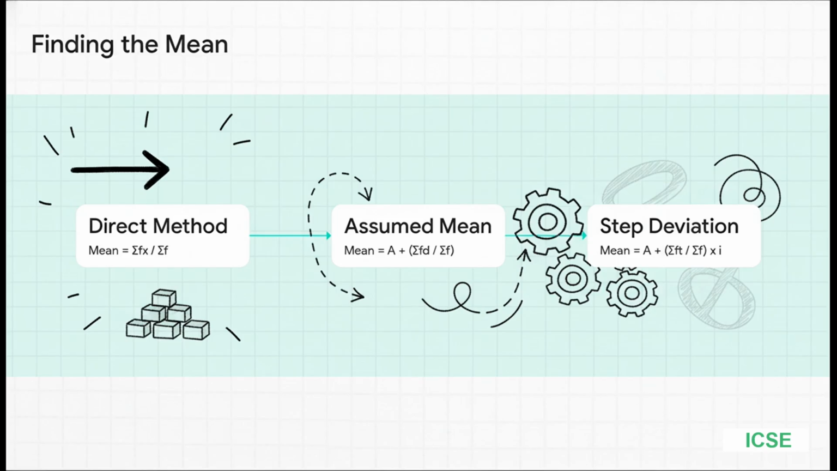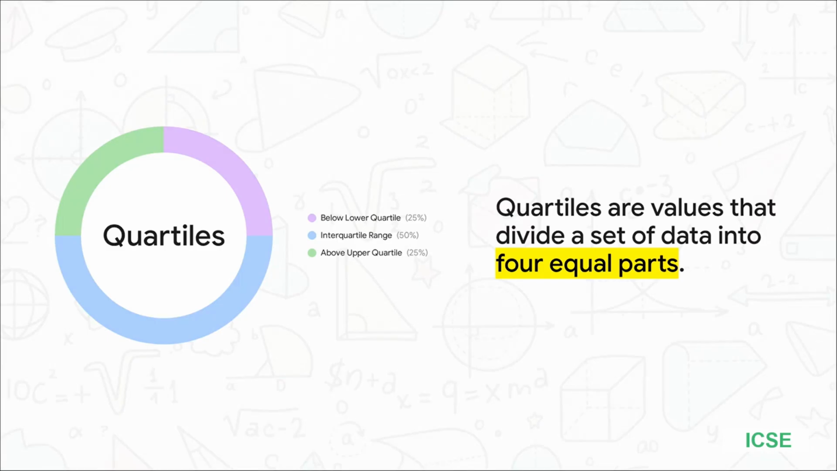The direct method is simple and always works. But if you're dealing with really big numbers, the assumed mean and step deviation methods are clever shortcuts to make the calculations way easier.